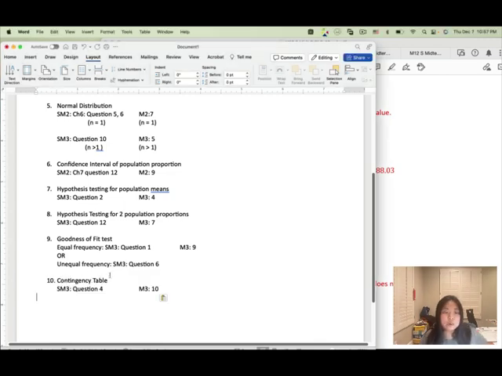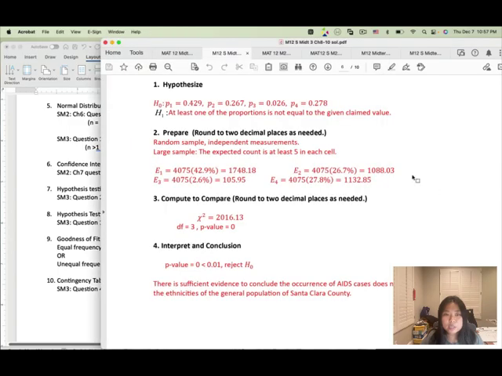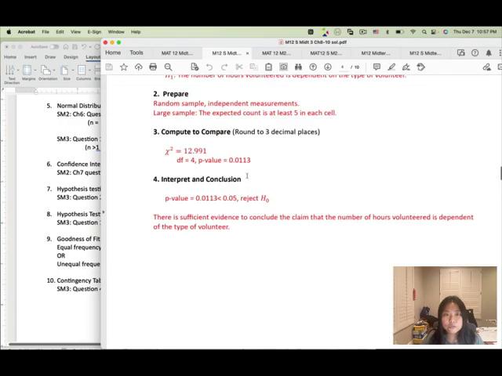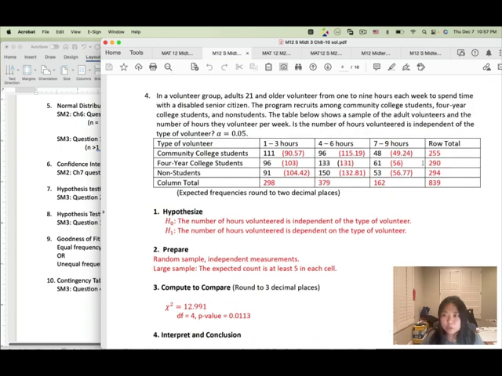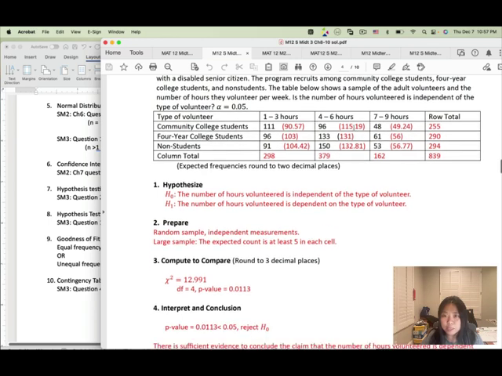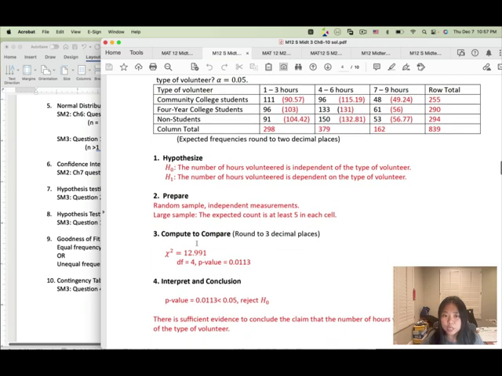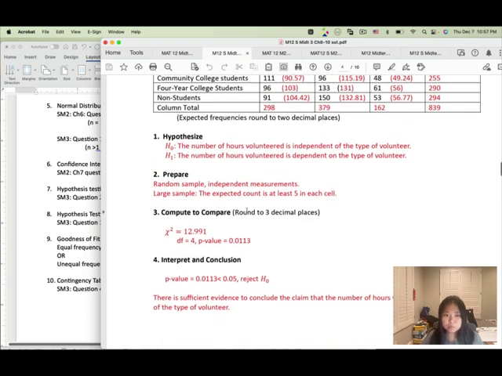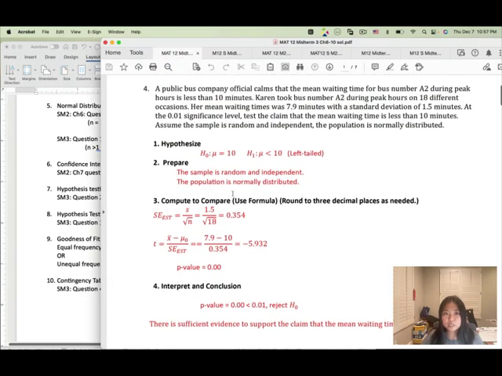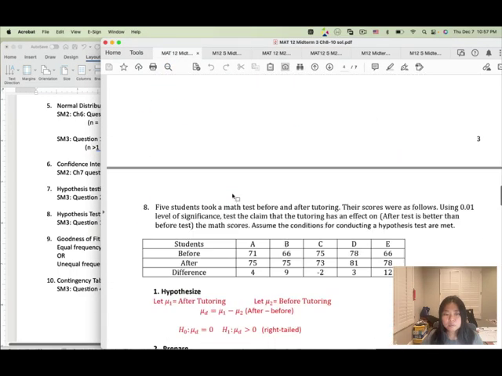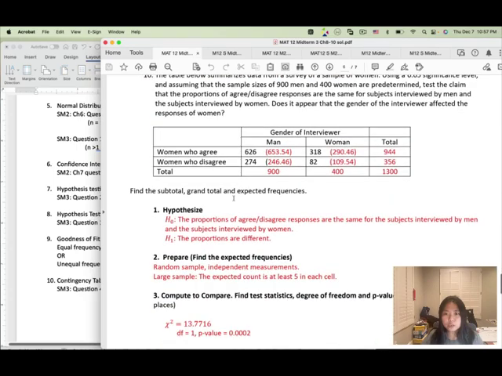Last question, that will be the contingency table. So look at sample midterm 3, question 4. Okay, contingency table. Make sure you fill in the column total, row total, and also the grand total. And find the expected frequency. Use the calculator to find the test statistic, degree of freedom, and the p-value. Okay, pretty similar. You also can review the midterm 3, question 10. That will be the contingency table.